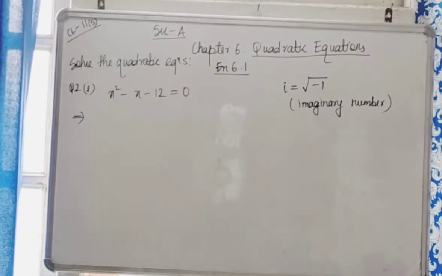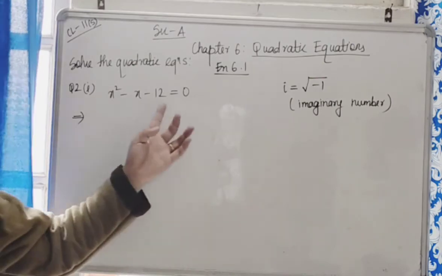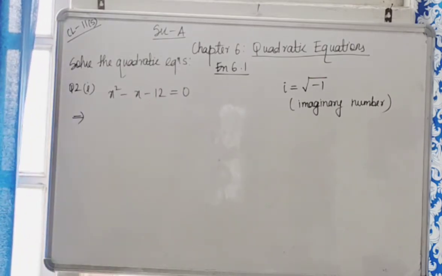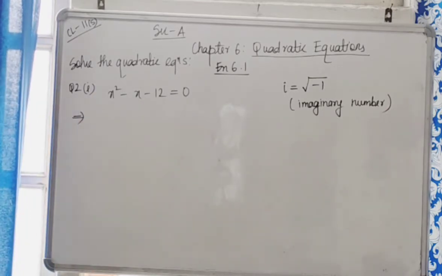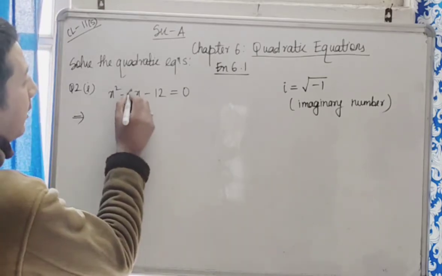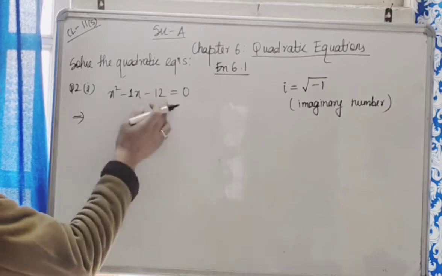Let's move ahead with the next sum, question 2, part 1. The question is x square minus x minus 12 equals 0. I hope every one of you is familiar with this type of question. What we need to do here is break the middle term. The middle term value is 1, so the difference should be 1 and the product should be 12.